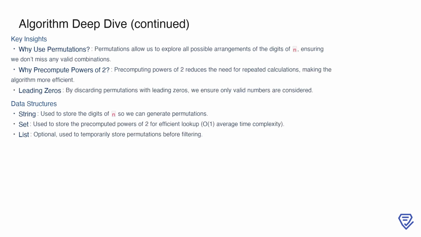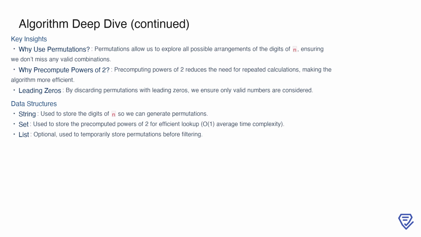Now, let's discuss some key insights about this approach. Permutations are crucial because they allow us to consider all possible digit arrangements of n, ensuring that no valid combination is missed. Pre-computing the powers of 2 is another key optimization. Instead of recalculating powers of 2 repeatedly for each permutation, we compute them once and use a set for efficient lookups, which allows us to check for matches in constant time. Another important detail is handling leading zeros in permutations. By discarding numbers with leading zeros, we ensure that only valid integers are considered.